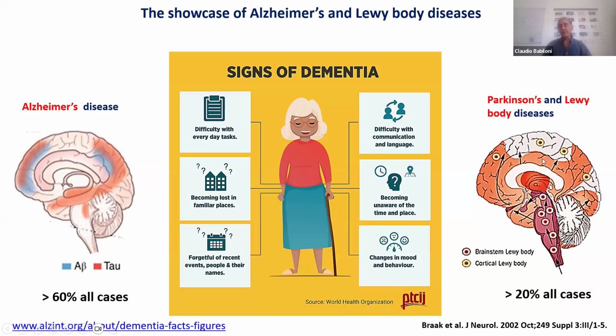On the right side, we have the accumulation of neuropathology in Parkinson-Lewy body disease. You see that the neuropathology is related to the so-called Lewy bodies, which are these masses of proteins within the neurons with a core toxic protein called alpha-synuclein.